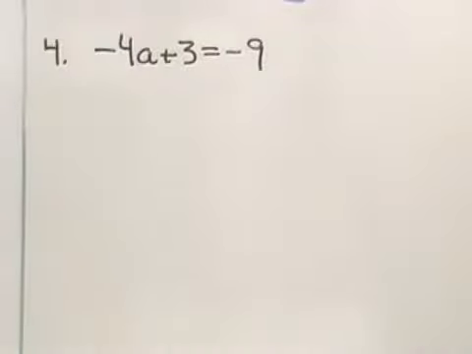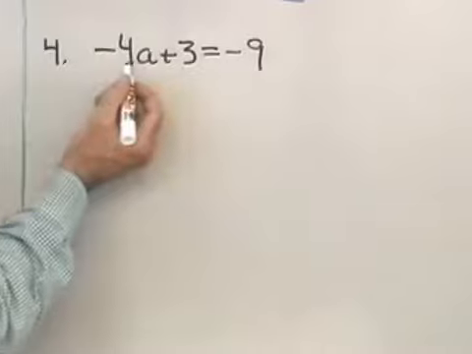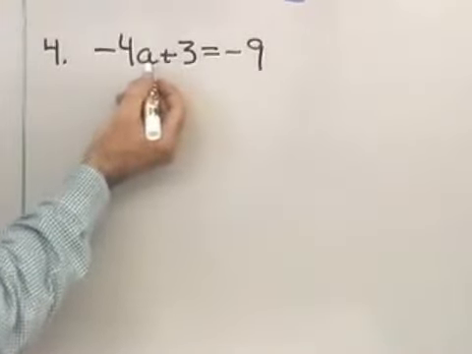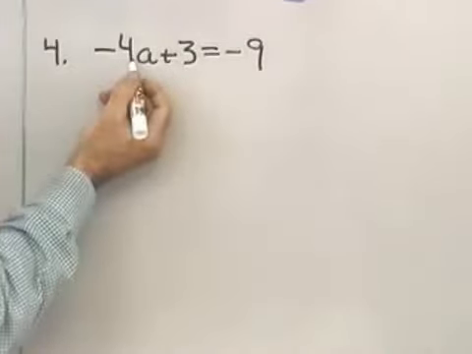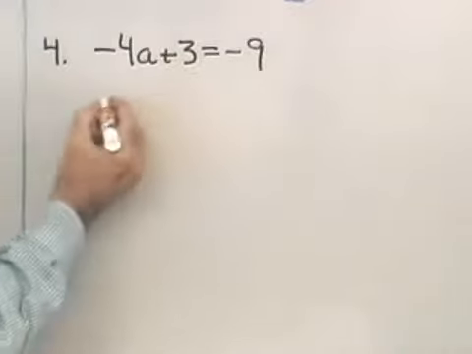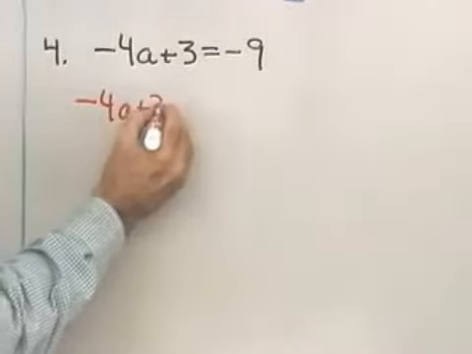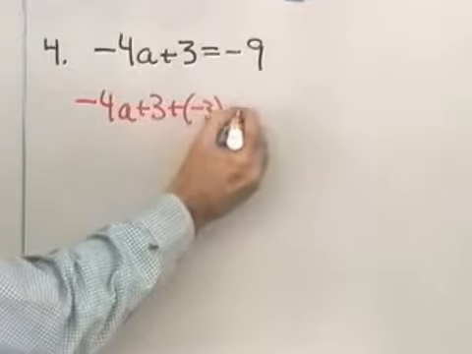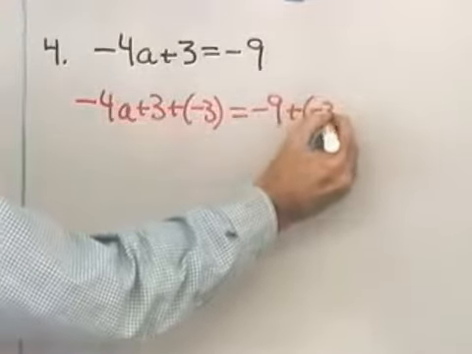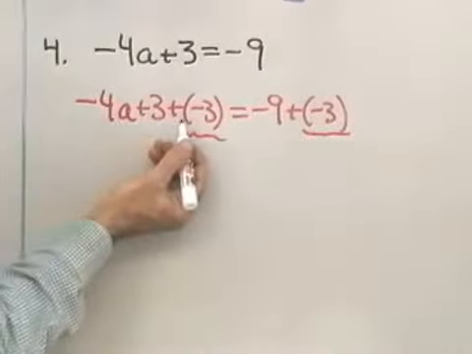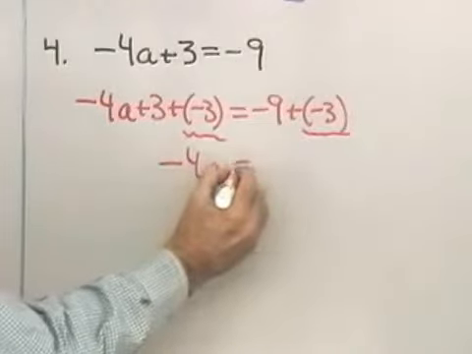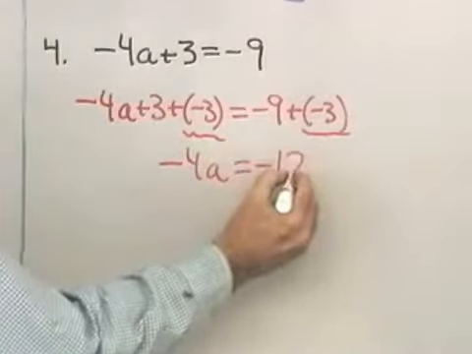Here's another example. This time I have -4a plus 3 on the left side of the equation, and on the right side I have -9. I need to get rid of both the 3 and the -4. The 3 is added to the variable, the -4 is multiplied times the variable. I get rid of addition with addition and multiplication with multiplication. I want to do the addition first, though. -4a plus 3 plus -3 is equal to -9 plus -3. So I start with my addition property, adding -3 to both sides. -4a plus 0 is -4a, and -9 plus -3 is -12.